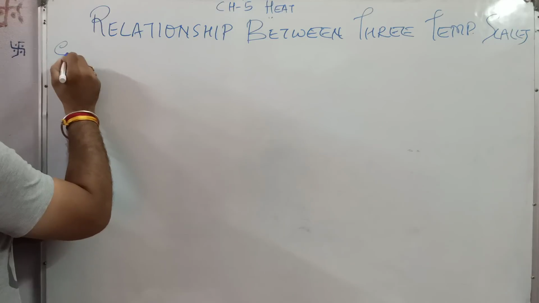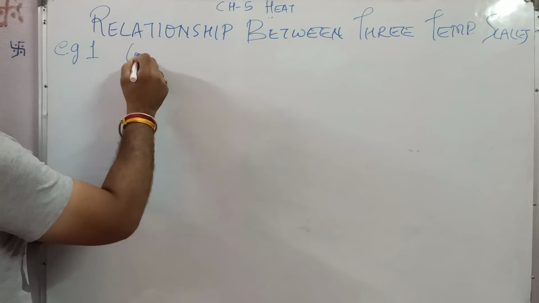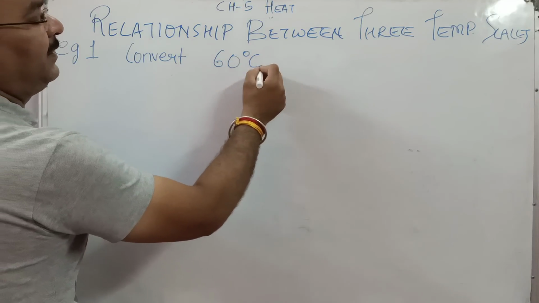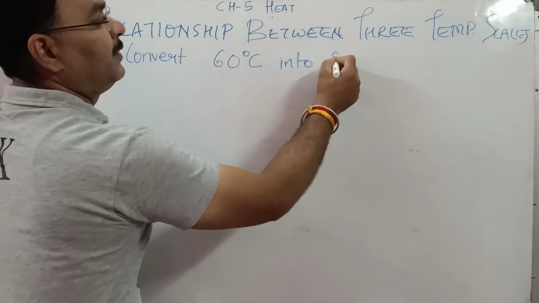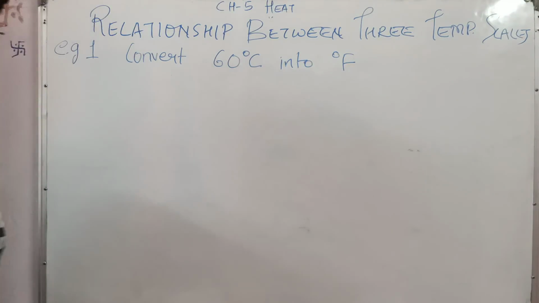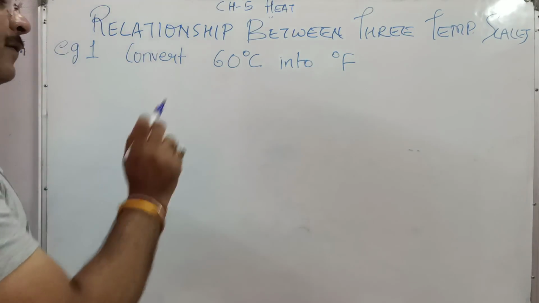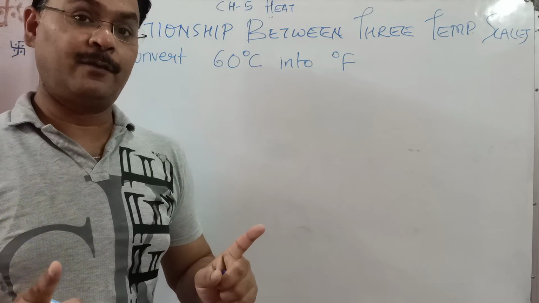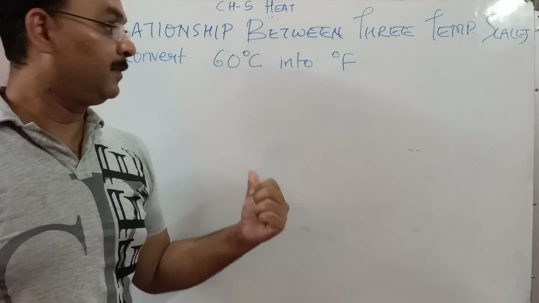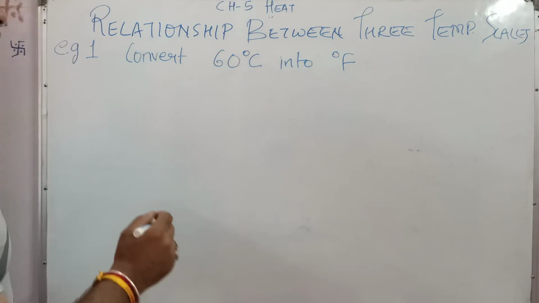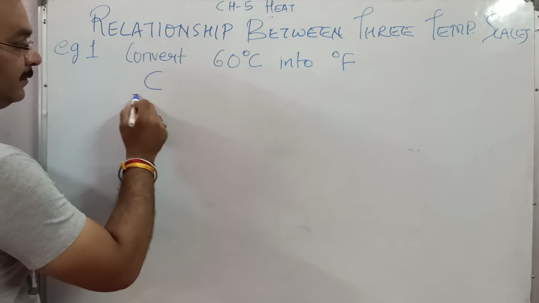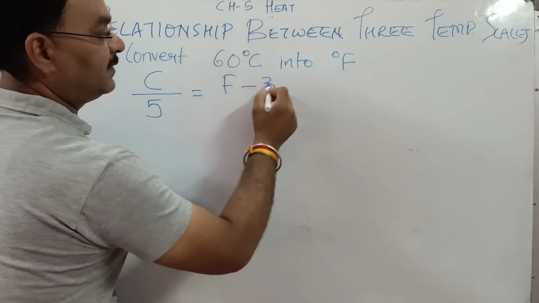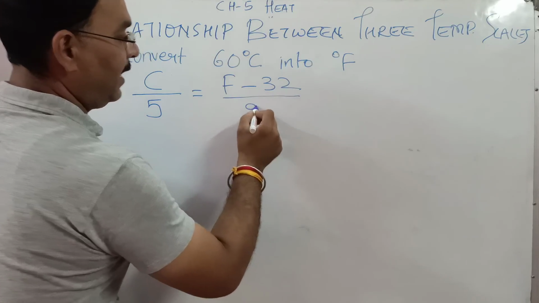The first example: convert 60 degrees centigrade into degree Fahrenheit. Now, so as to convert 60 degrees centigrade into degree Fahrenheit, we have to use the formula which we have derived on the previous board. Okay, so we all know that the formula is C by 5 is equal to F minus 32 by 9.